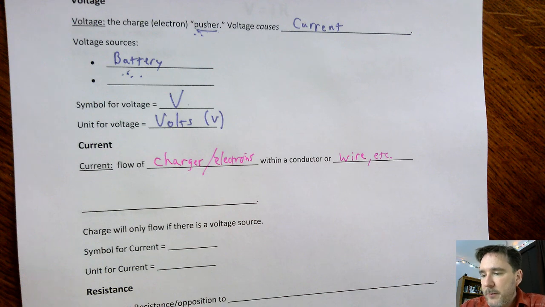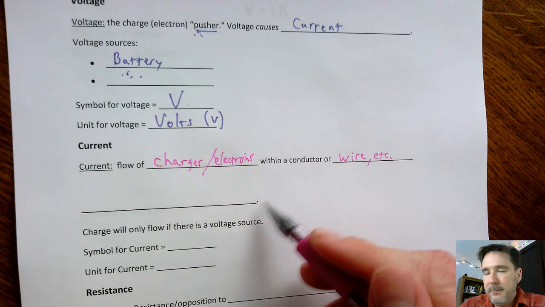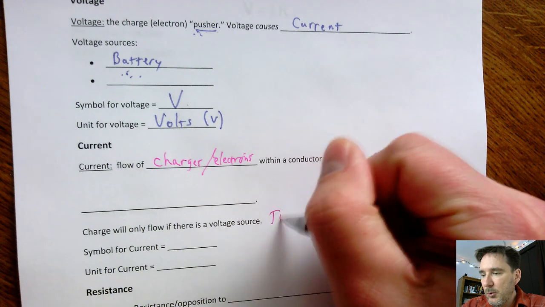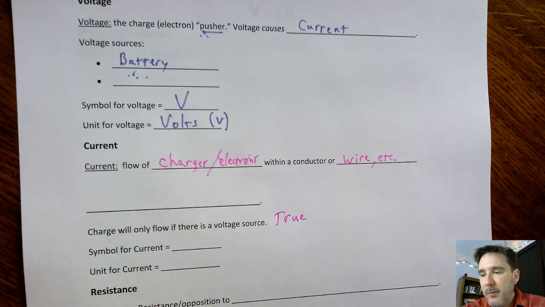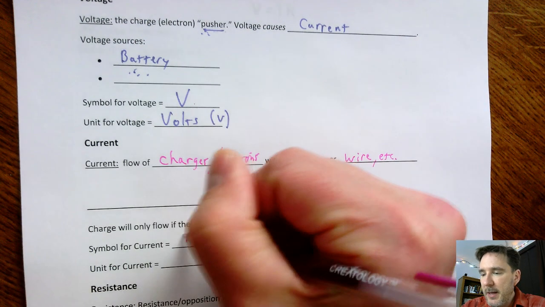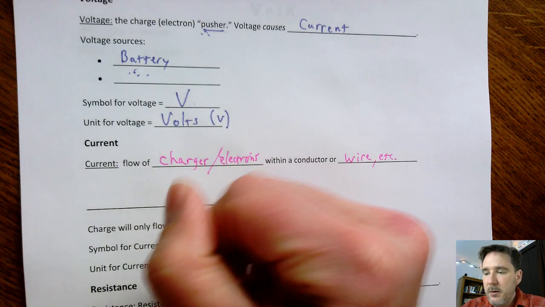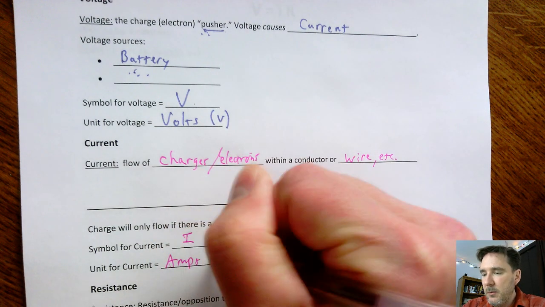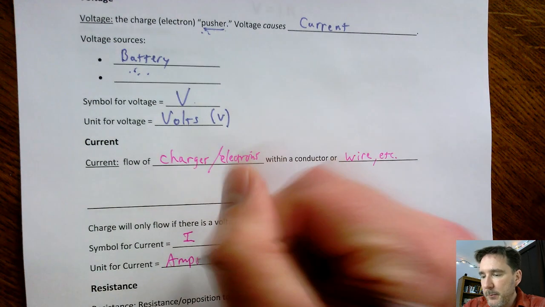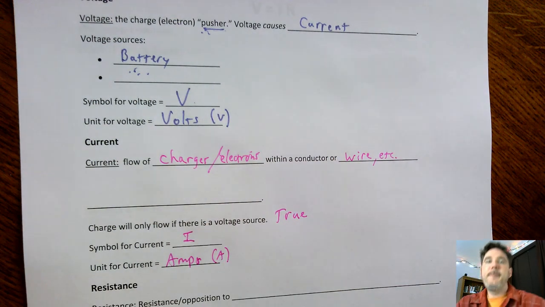Charge will only flow if there's a voltage source. Well, this typo, I apologize. This is true. Okay, make sure you know that. Without a voltage source, without a pressure, you're not going to get any kind of flow. The symbol for current is a capital I. The unit for current is amps, or a capital A. Okay, that's amps. It's just basic fundamentals for this unit. So make sure you're familiar with the basics.